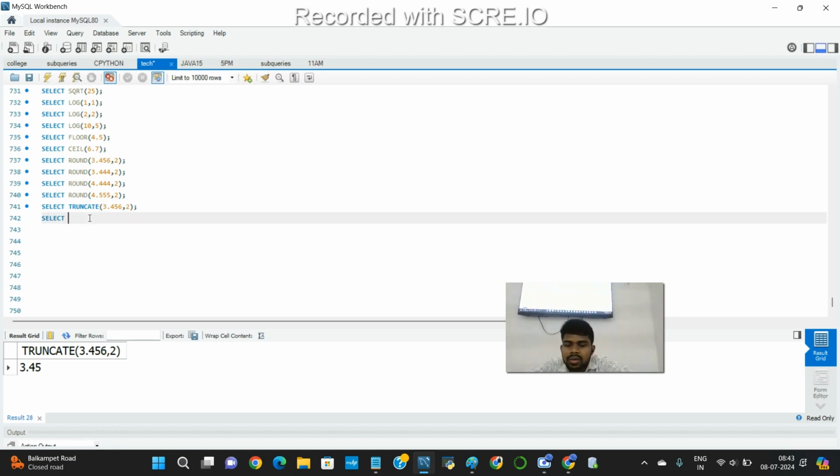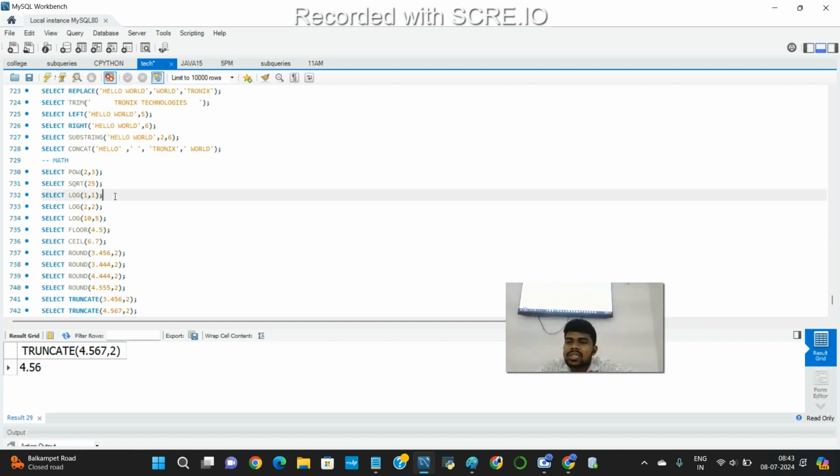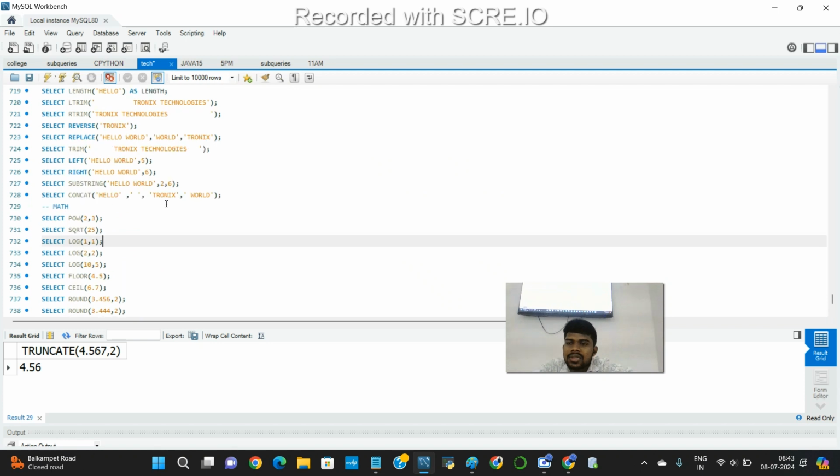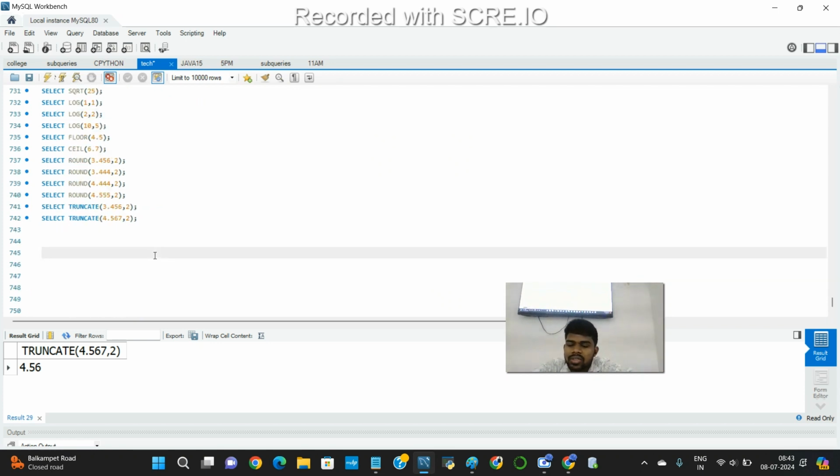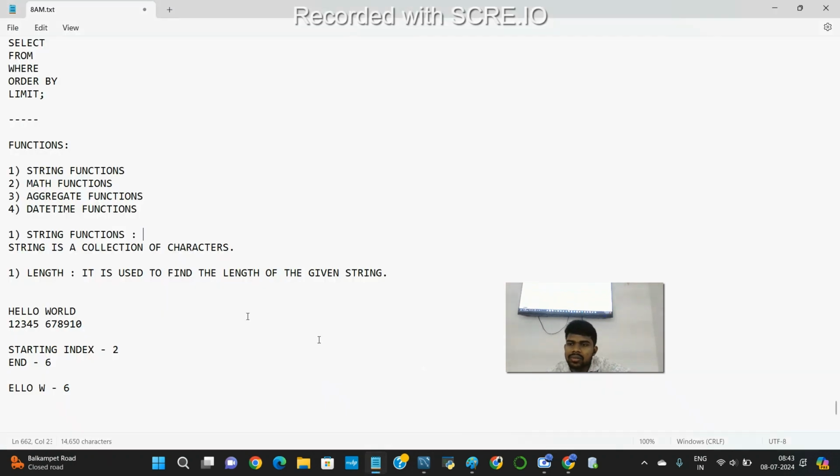For example, select truncate of 4.567 comma 2. It will just remove. So this is the answer. These are the math functions in SQL.